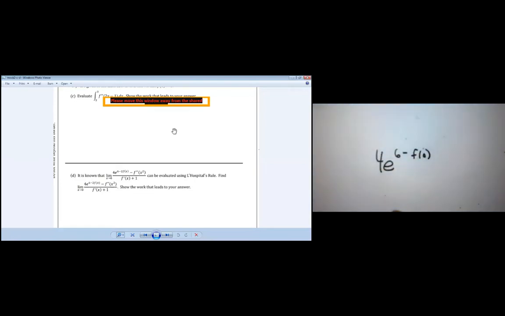If you put a 0 into the top, that would be 4e to the 6 minus 2f of 0, minus f double prime of 0. This should catch your attention. That's what I was trying to solve for in this problem that we're working right now. I can solve for this and we'll get an answer.